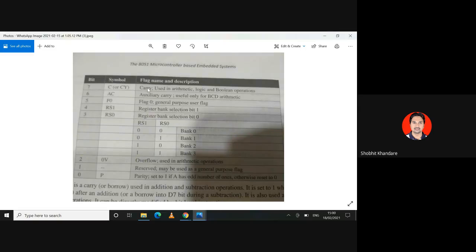When two 8-bit operands are added, the result may exceed 8 bits. And the ninth bit is copied in the carry bit.